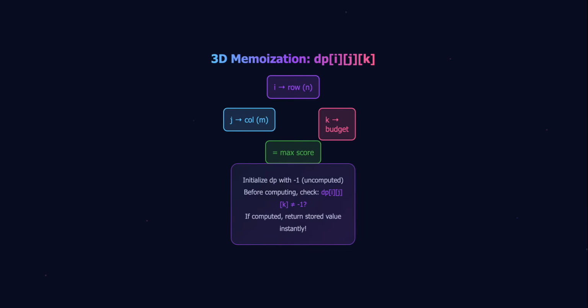We memoize results in a 3D DP array indexed by i, j, and k, so we don't recompute the same subproblems.